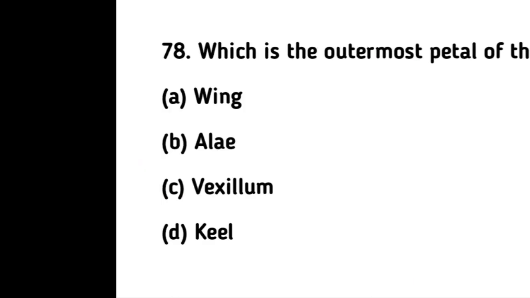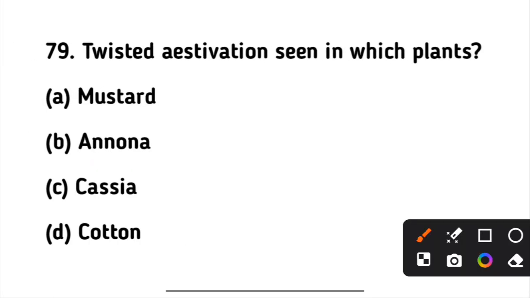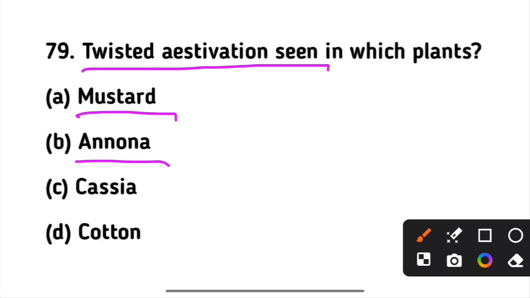Next question. Twisted aestivation is seen in which plants? Option is mustard, annona, cassia, cotton. Option D is correct. Twisted aestivation is seen in which plants? Option D is correct, cotton.